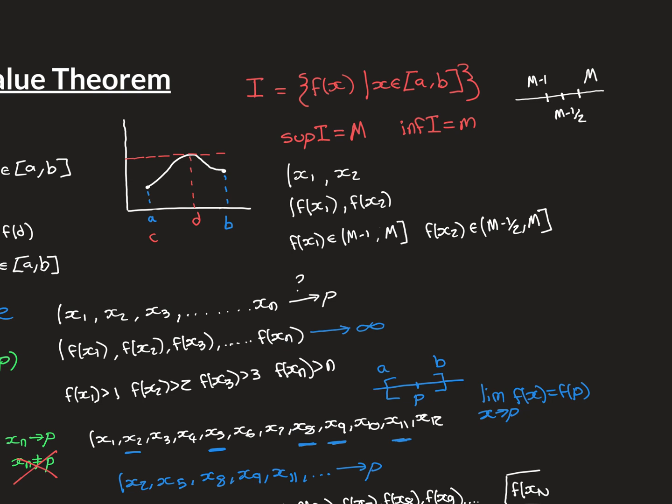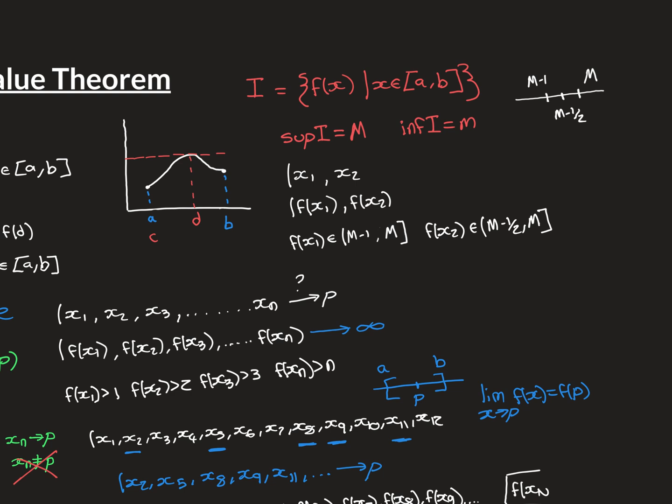We're going to choose our second term, and it will have a corresponding term in the image sequence, f of x2, which we choose to be inside the interval from m-1/2 to m. In the case of the first term, we had m-1 over 1. In the second term, we've got m minus 1 over 2. In the third term, it's m minus 1 over 3. In the nth term, it's m minus 1 over n.